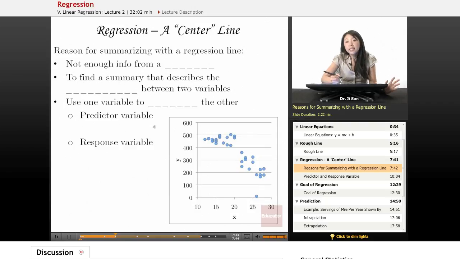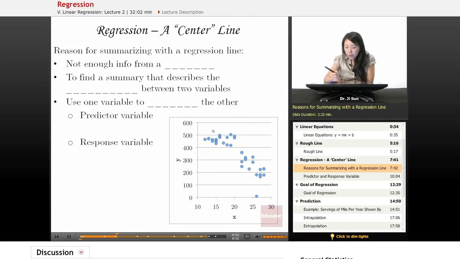All right. So let's talk about this regression as a center line instead of a center point. So here are some reasons for summarizing with a regression line. And notice that for all of these, I'm talking about scatter plots. So regression lines are really used for scatter plots.